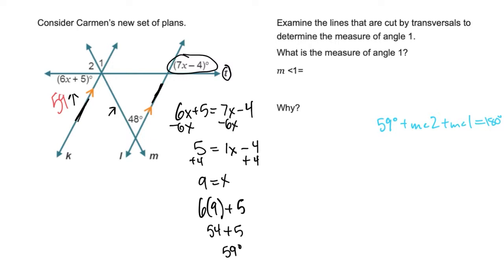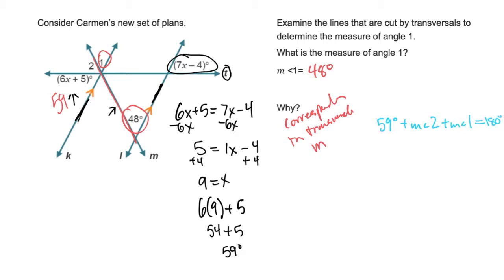Now, looking at this transversal, it does appear to me that honestly I didn't need to do any of that other work because 48 and angle 1 are in the same position. They're corresponding angles. So this is going to be 48 degrees. Why? Because of the corresponding angles in transversal M, line M.